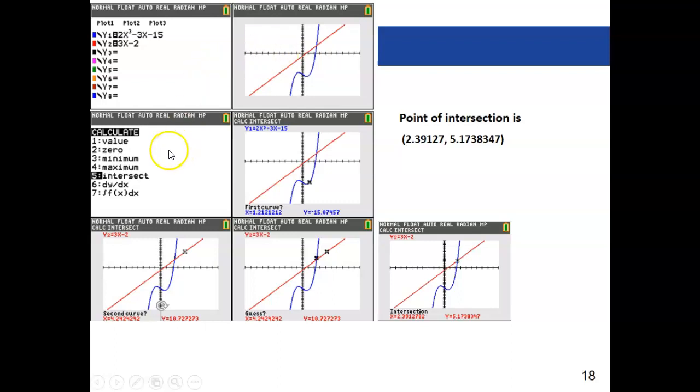So if we go through this process, we're going to go back to the second and trace like we did before. And so when we do second and trace, it's going to bring up the calculate menu.